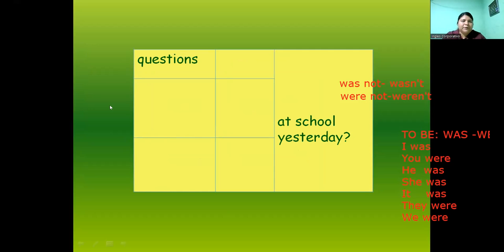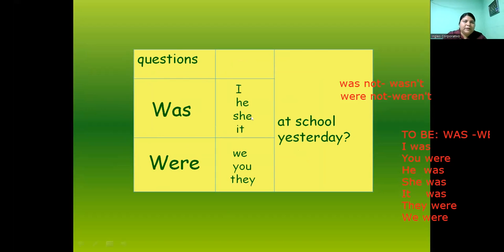Okay, so any idea? How do we form the questions? Ideas? Okay, so for the questions, you have to invert the order, as in yes/no questions. So you're going to place was and were at the beginning. In second place, you have the subject pronoun and the rest of your sentence and the question mark, right? Was I at school yesterday? Was he at school yesterday? Was she at school yesterday? Were we at school yesterday?